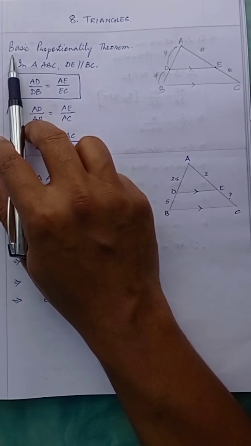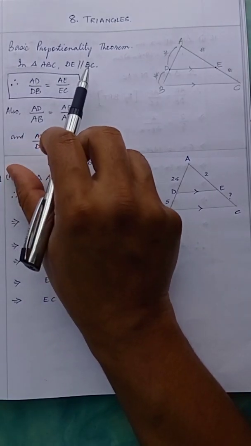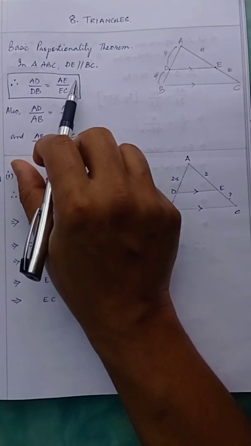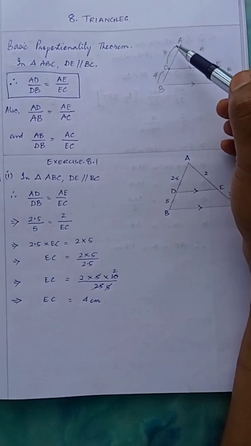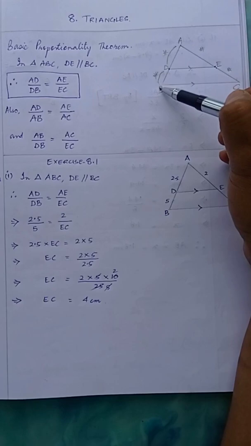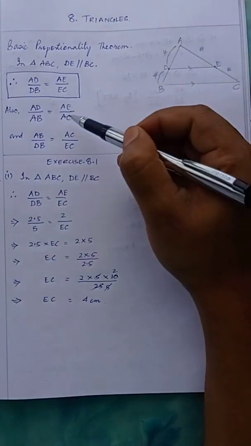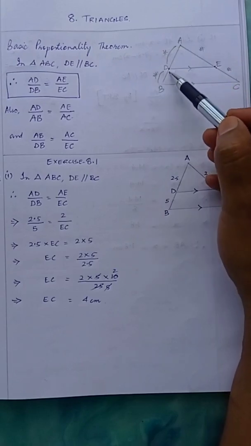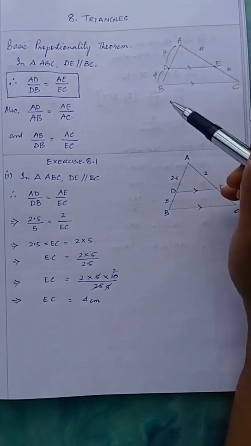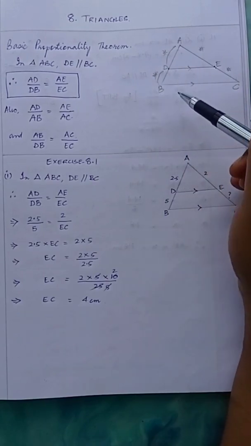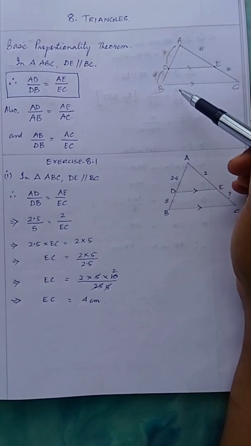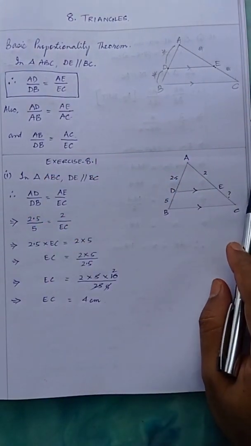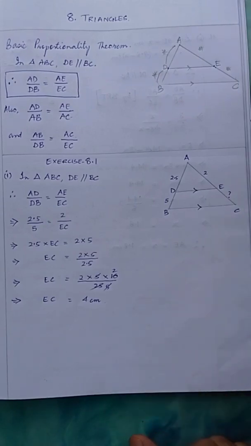So our theorem is, in triangle ABC, if DE is parallel to BC, AD by DB equals AE by EC. Now what if I modify it a bit? Will it still be okay? The answer is yes. You can write AD by AB equal to AE by AC like this. You may also write AB by DB equal to AC by EC like this, or you may choose how to write it, keeping in mind that the ratio is always the same. With this formula, we will be solving exercise 8.1. So we will go straight to exercise 8.1 and see our first question.